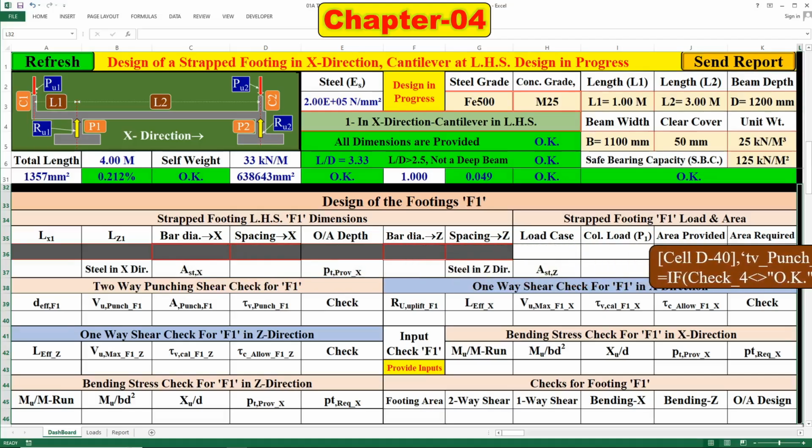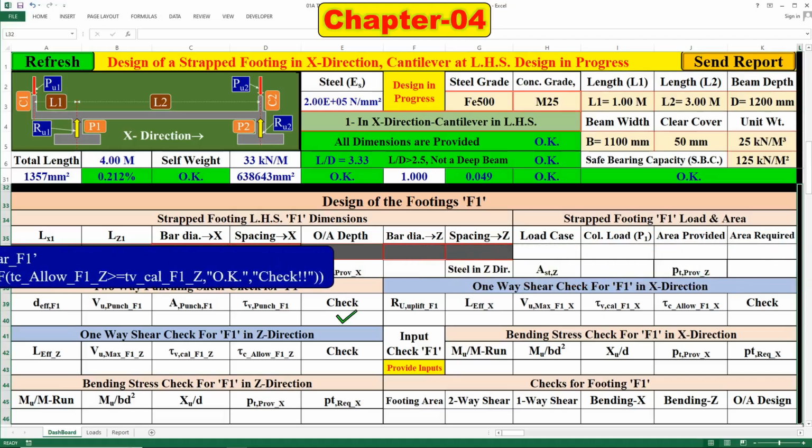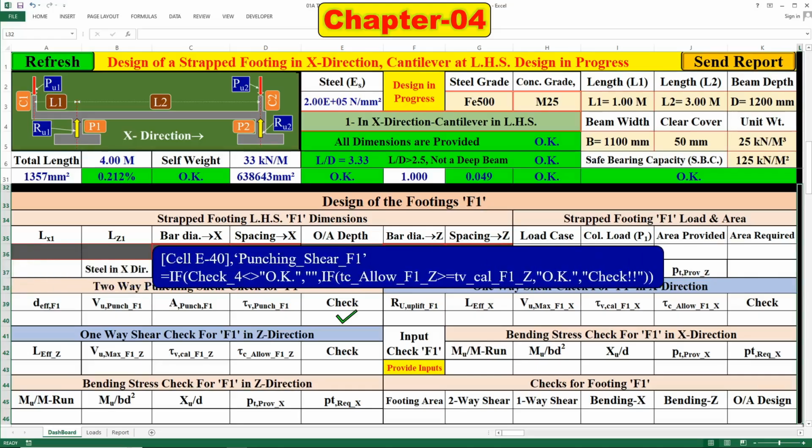Finally, we will check this calculated TV_punch_F1 against the allowable TC_punch_allow. In the Excel formula, Excel will first check _4. If it is not OK, the cell will remain blank. Next, it will check if TV_punch_F1 is less than or equal to TC_punch_allow. If so, it will type OK. Otherwise, it will type check.